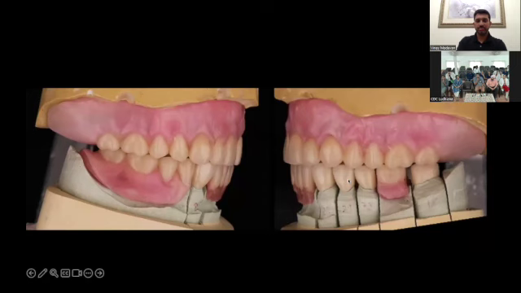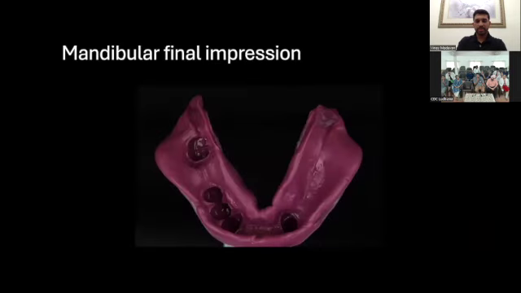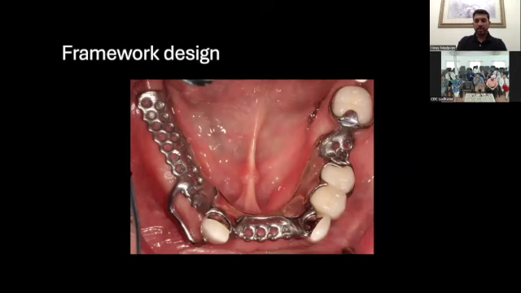So this is the right and left side, right? And then these are the crowns that were cemented, the survey crowns, based on the design, and then I made a final impression at that point. Ordered a metal framework, made sure the metal framework was well fitting. In this case, obviously there was an edentulous site in one area. Decided to do an altered cast impression for the patient.